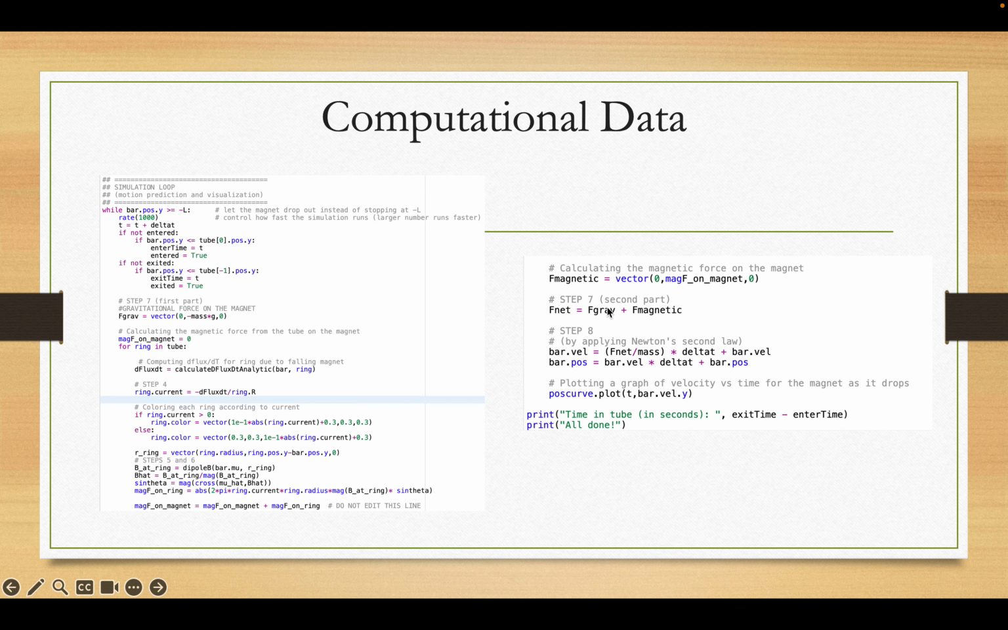And since this consists of gravity, because it's falling in the magnetic field caused by the aluminum foil, we found that magnetic force through this calculation over here. And then we found the magnet's velocity and position as it fell through the aluminum foil tube using typical kinematic equations.